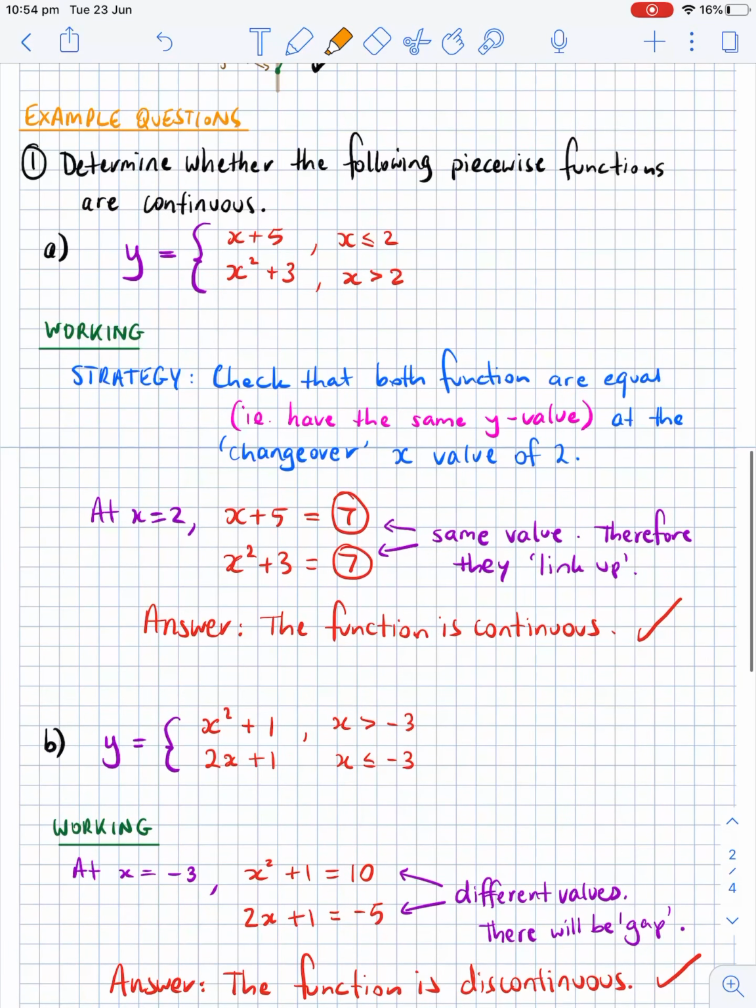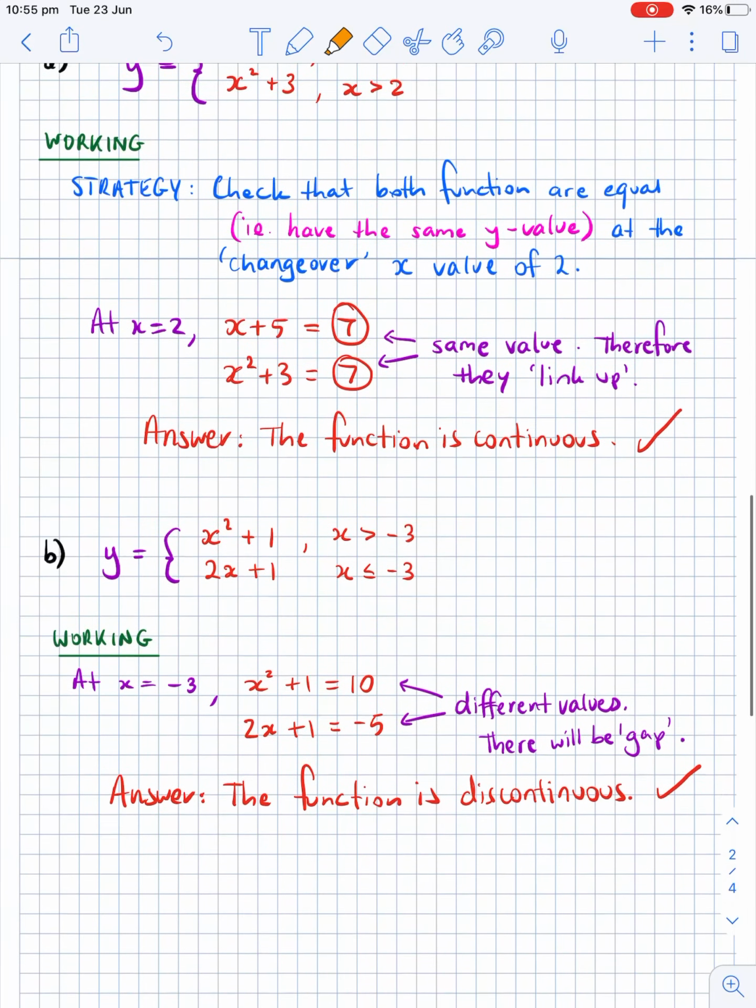So all you need to do is substitute 2 into both of the functions, and we can see that they both equal 7. That means that they will link up at that changeover point because they'll both have the same y value of 7, even though they'll look different. Therefore, because they link up, we can draw these without lifting our pen. Therefore, the function is continuous.